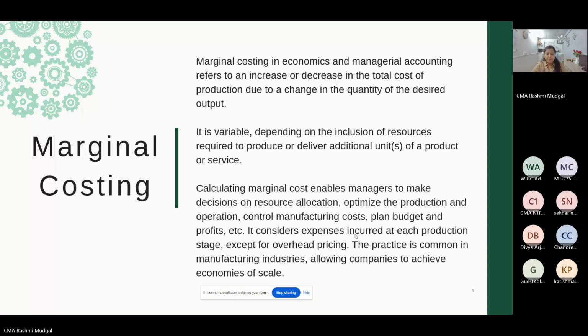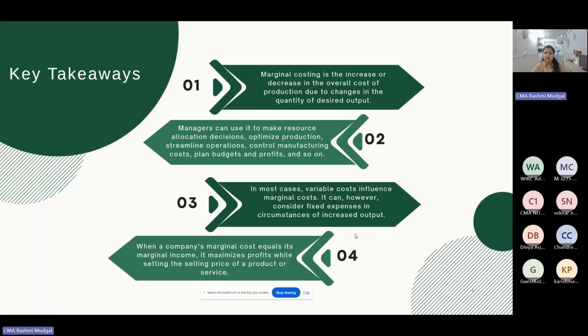Marginal costing enables managers to make decisions on resource allocation, optimizing production and operations, controlling manufacturing cost, and planning budget and profits. It considers expenses incurred at each production stage except for the overhead pricing. So this practice is for manufacturing. What are some key takeaways from here? Firstly, marginal costing is the increase or decrease of the overall cost of production due to a change in the quantity of desired output.